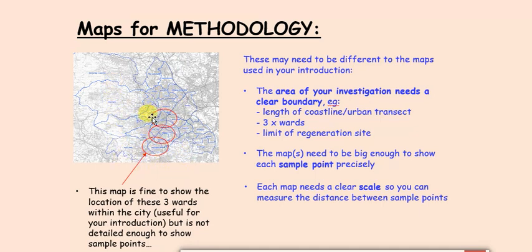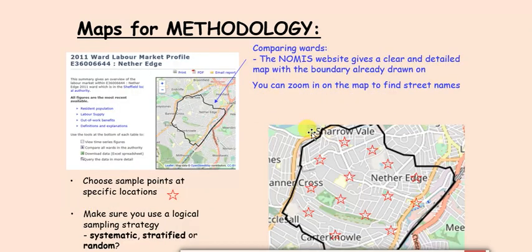It's not fine for your methodology. You're going to need to zoom in to each one and probably print off 3. I think this student went on this example comparing 3 different wards in Sheffield, so you're going to need a blown up map of each one that looks something like this. Google Maps, I'm not a big fan of it, to be honest with you. They're pretty pants.